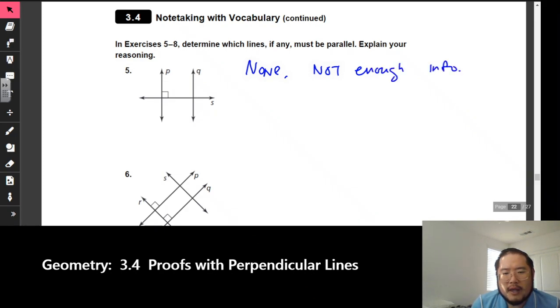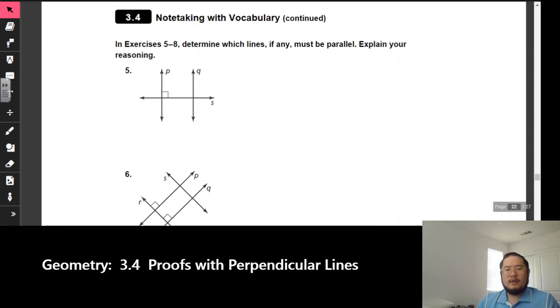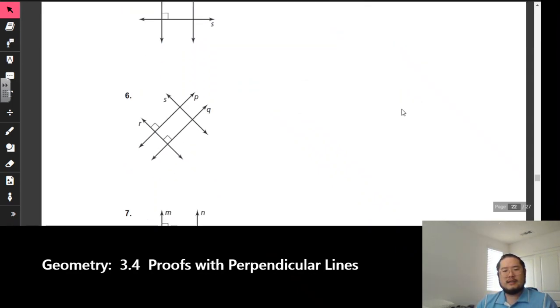Okay, remember, you can go ahead and say line Q must be perpendicular to line S. And there is no information on that. Let's go to number 6 next.